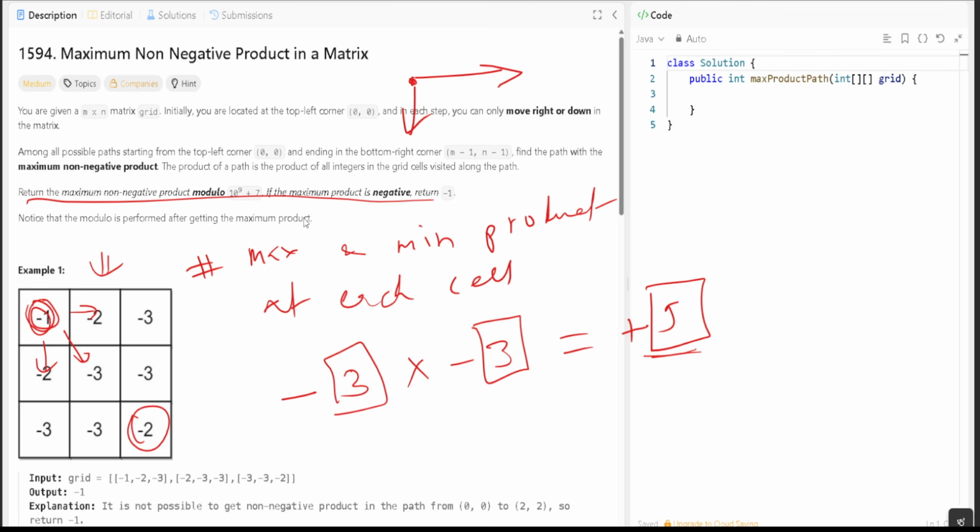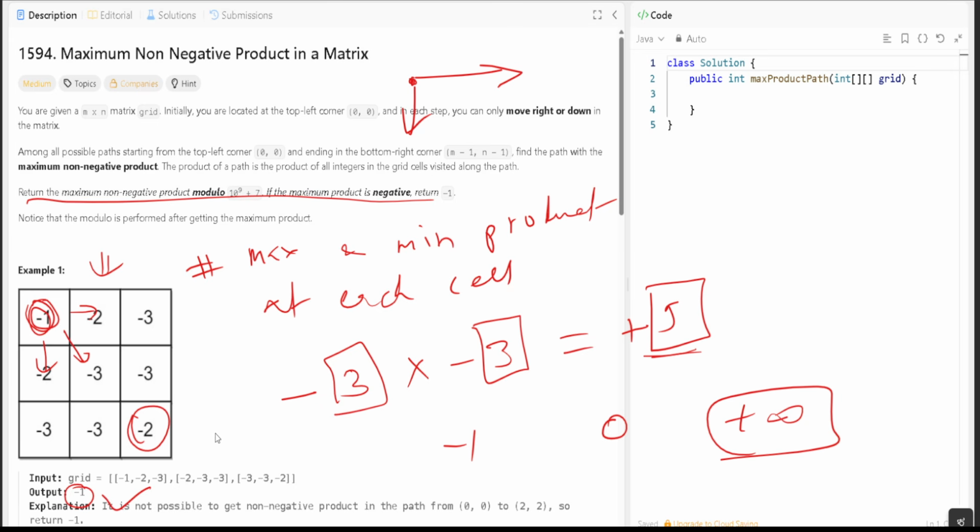We have already seen how to find this. In this case, if we multiply and get -1, we will return -1. Otherwise, if there is any positive value, we return that positive value, greater than -1. Either 0 or any positive value, we have to return that.